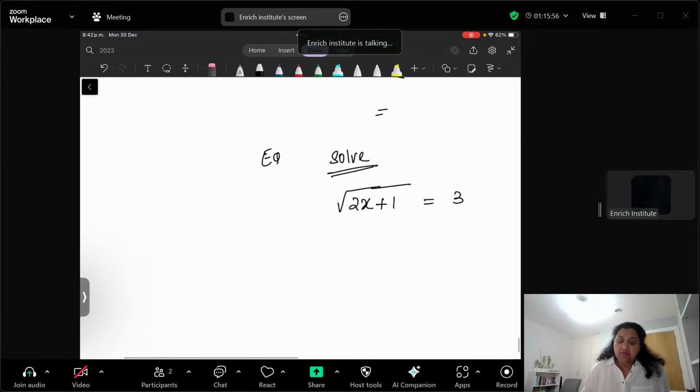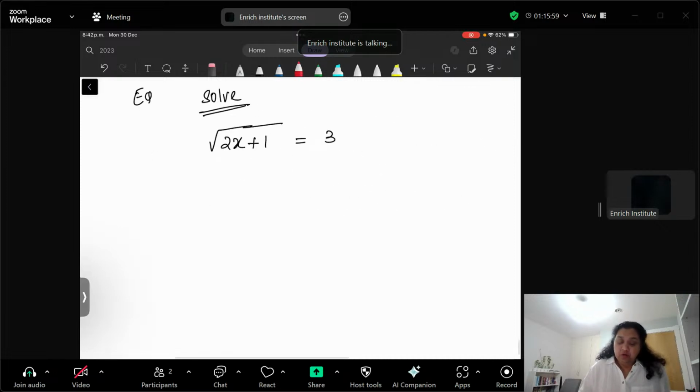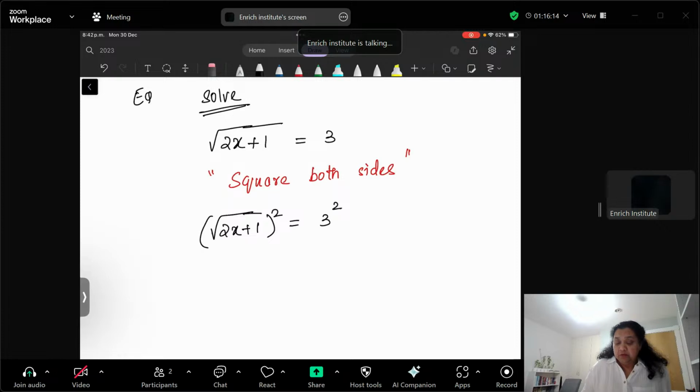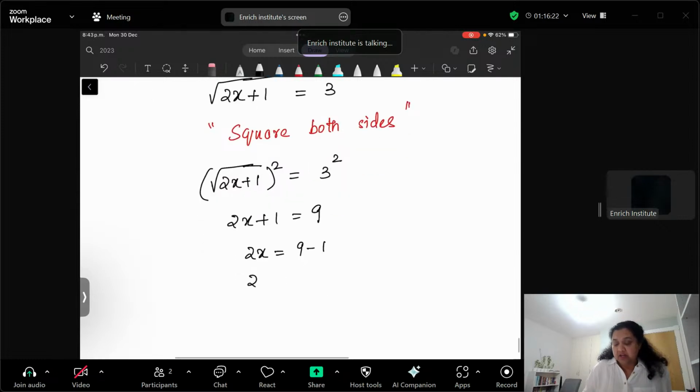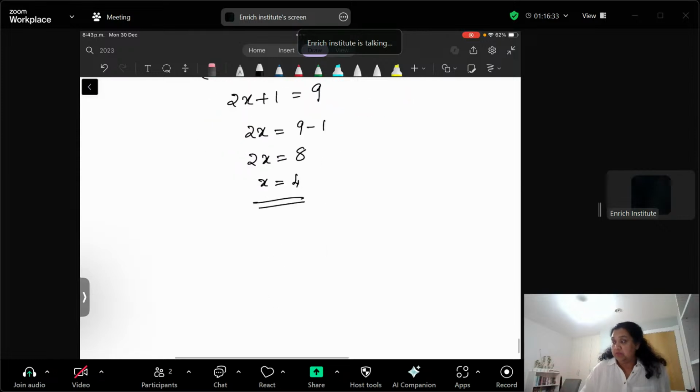Whenever there is a square root, you remember, square it. Square both sides. This is the keyword. Square both sides. Then what you will do, 2x plus 1 the whole square is equal to 3 square. And the left hand side will be 2x plus 1 is equal to 9. So 2x is equal to 9 minus 1. Again, another linear equation. So x is equal to 4. So remember, whenever you see a square root, whenever you see a surd, you have to square both the sides.